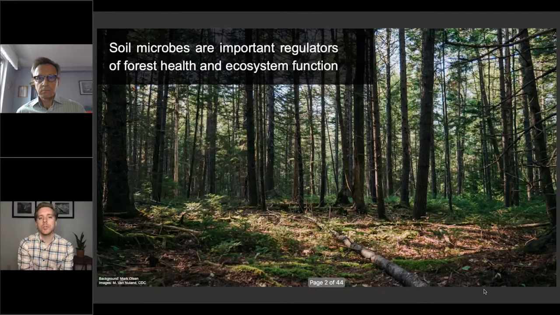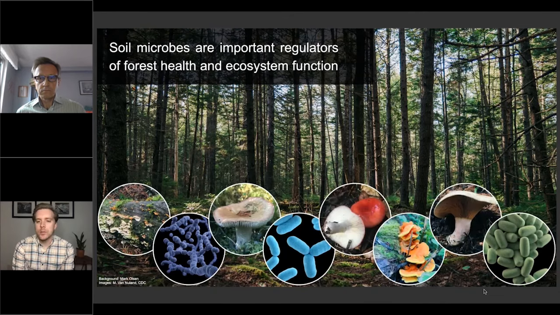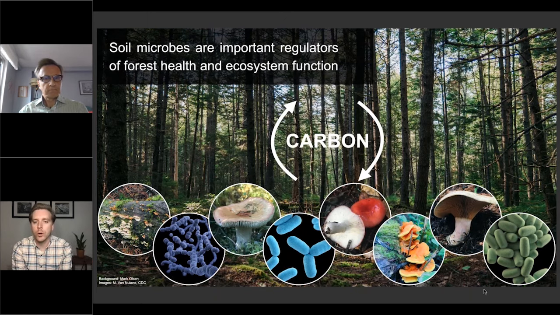So soil microbes are incredibly important regulators of forest health and ecosystem function. And that's because they do important things related to biogeochemical cycles below ground, as Max was mentioning. Mycorrhizal fungi, for example, form really extensive symbioses with plant root systems that protect them from herbivores and also help plants access essential resources and nutrients from their environment. Free-living fungi and bacteria also help mine minerals and nutrients from the environment. And of course, these activities have important consequences for the global carbon cycle.